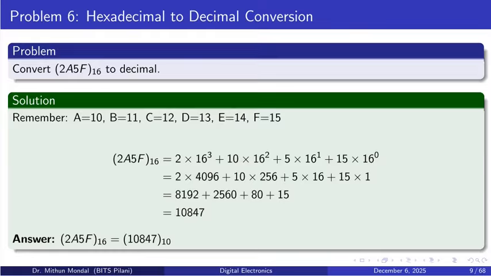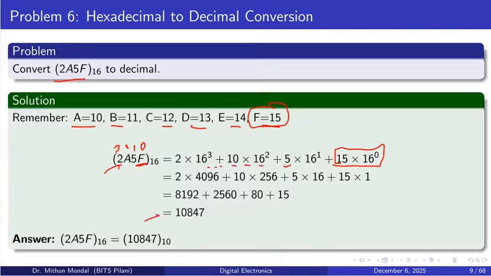We'll do hexadecimal to decimal conversion, and we have taken the number 2A5F, and we have to remember how the letters from A, B, C to F are represented in the hexadecimal system. The positions are 0, 1, 2 and 3. F, which is the indicator of 15, gives 15 into 16 to the power 0. Next we have 5, so 5 into 16 to the power 1, and so on till 2.